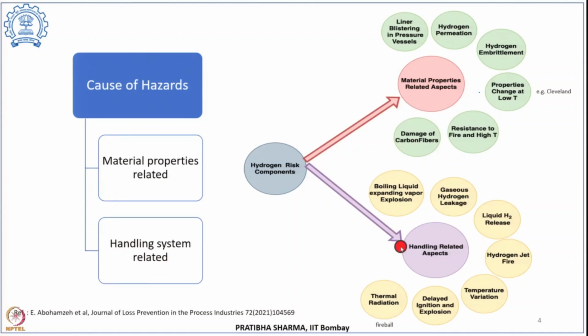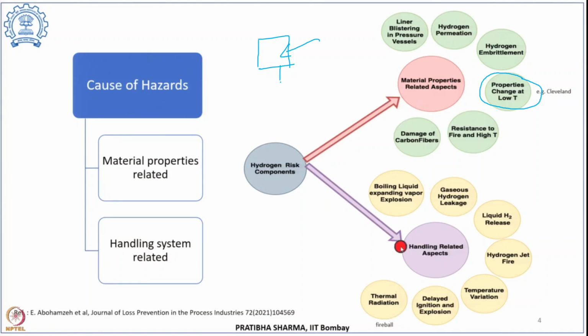Okay, I am discussing some important points: how the properties change at low temperature. What changes in the properties at low temperature? Suppose in a hydrogen vessel, we know that at high temperature the material properties will change, but simultaneously at low temperature the properties will also change.